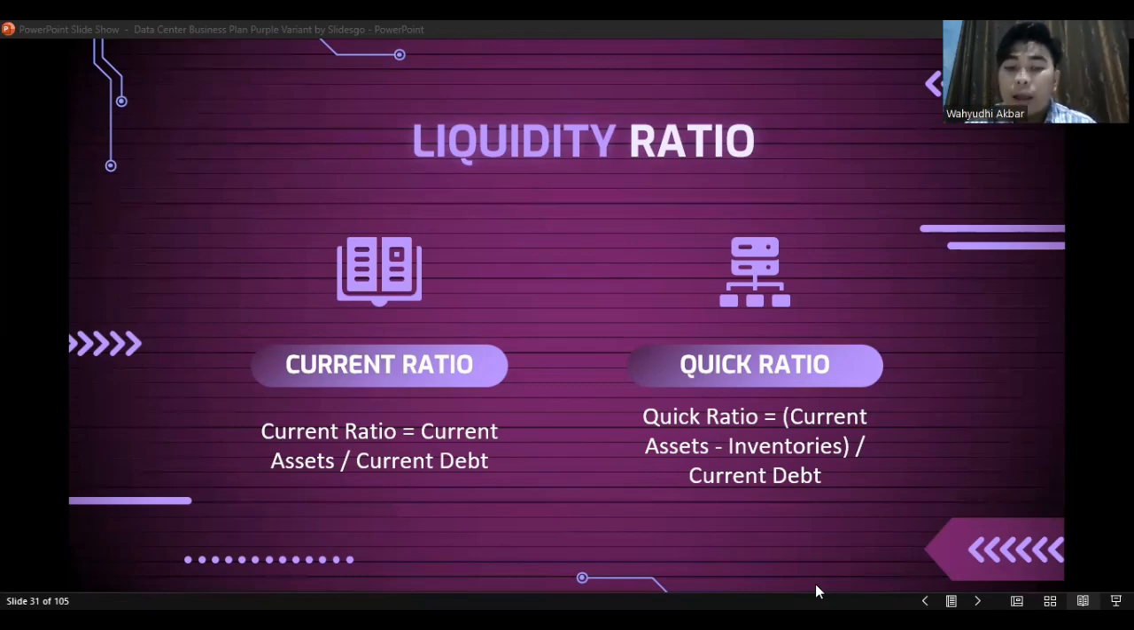However, keep in mind that too high a liquidity ratio could also indicate the company may not be using its assets efficiently, as it has too many liquid assets that do not generate maximum profit.